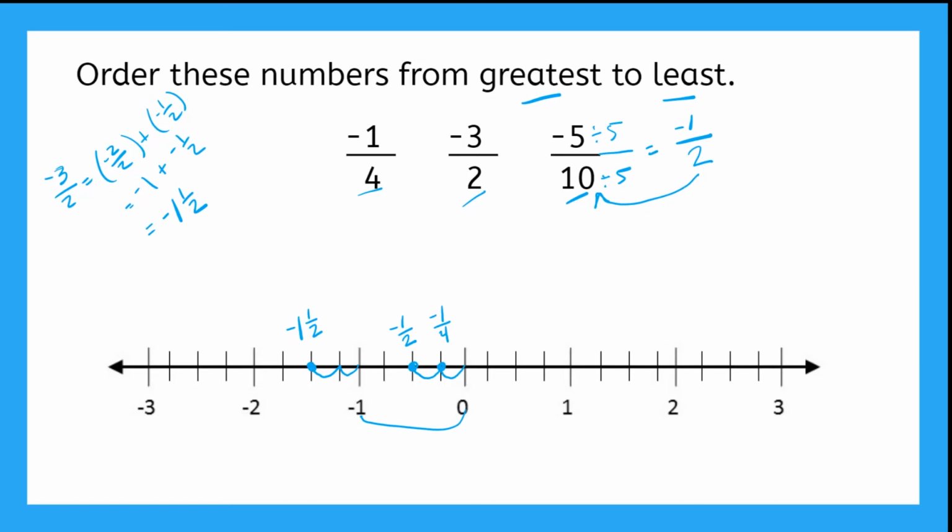So if I want to order these from greatest to least, I know that my greatest negative number is going to be the number closest to 0 here. So the closest one is negative 1/4. What's the next closest? Yep, negative a half. And which one's the farthest from 0, or our smallest number? Negative 1 1/2. Perfect.